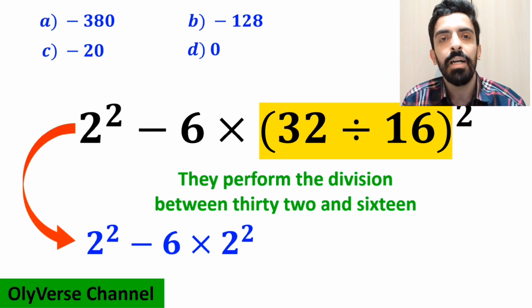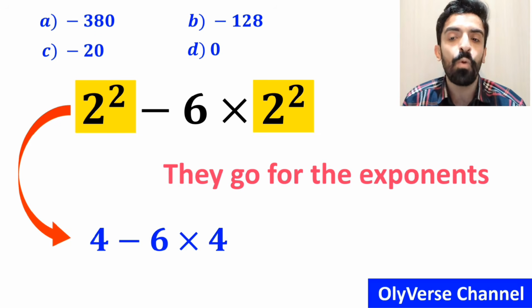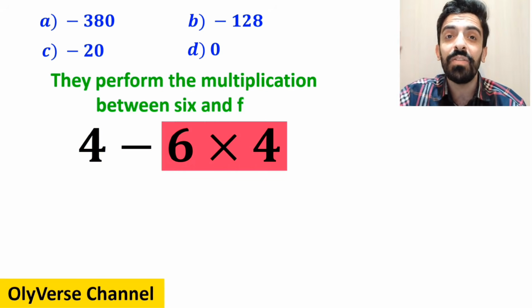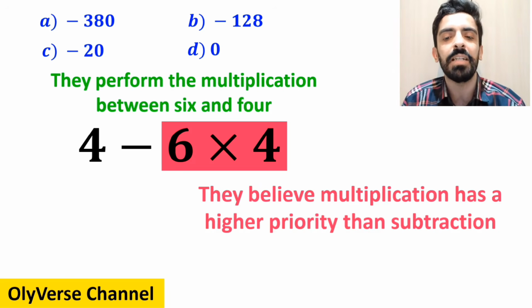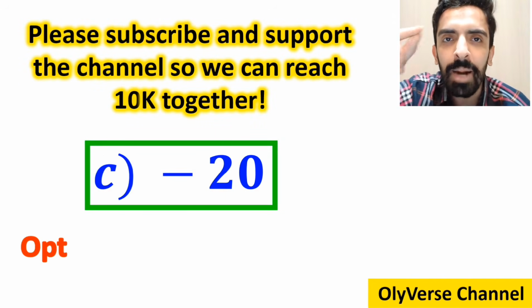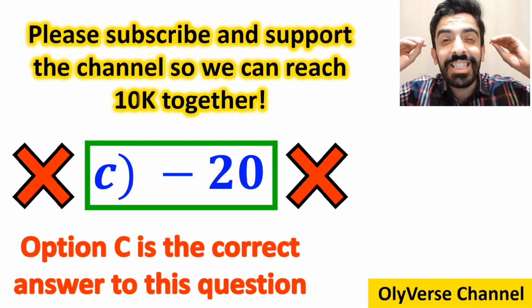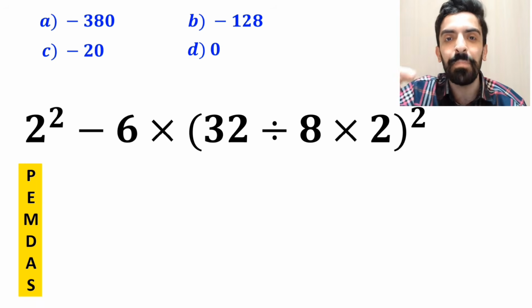In the next step, they perform the division between 32 and 16 and write this expression as 2 squared minus 6 multiplied by 2 squared. Then, they go for the exponents and write this expression as 4 minus 6 multiplied by 4. And in the final step, they perform the multiplication between 6 and 4 because they believe multiplication has a higher priority than subtraction. And this expression simplifies to 4 minus 24, which ultimately gives them the answer negative 20. And immediately, they conclude that option C is the correct answer to this question. However, that's definitely wrong.